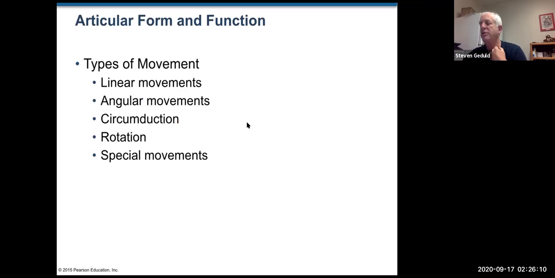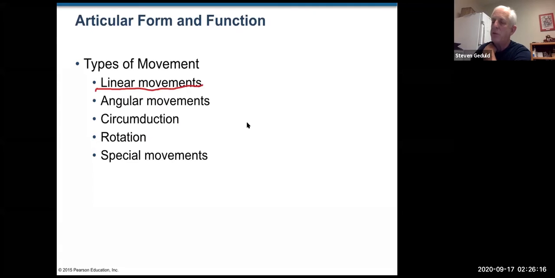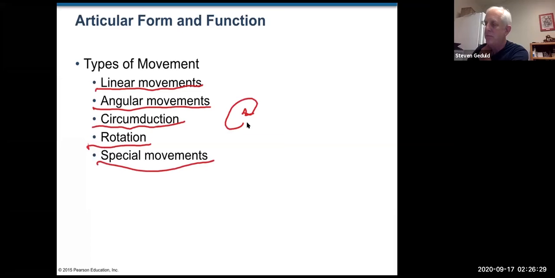Okay. There's different types of movement of your joints. There's linear movements, straight line, angular movements, circumduction, which is circular movements, rotation, and special movements. There's many of those. We've got special movements.